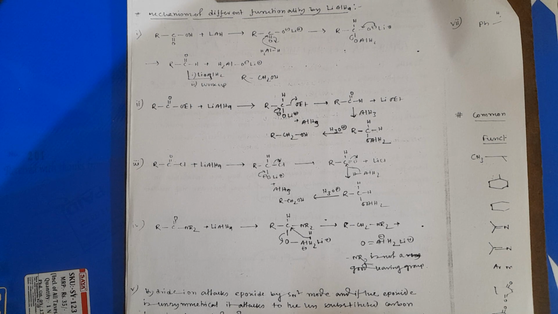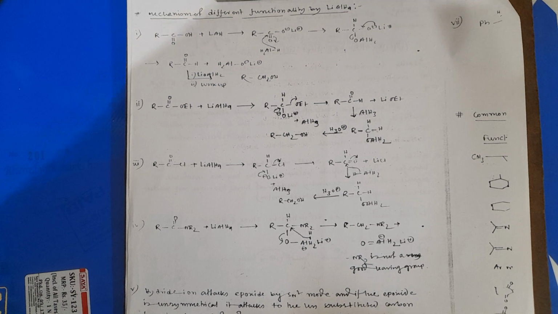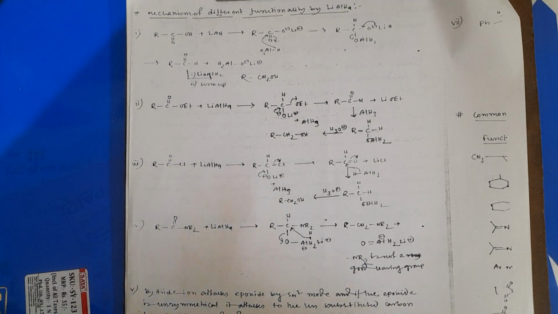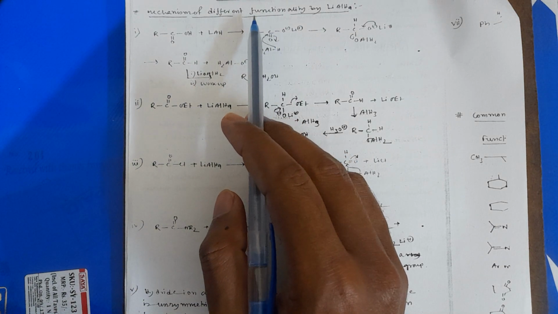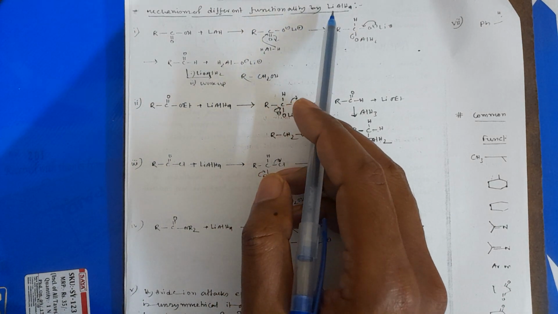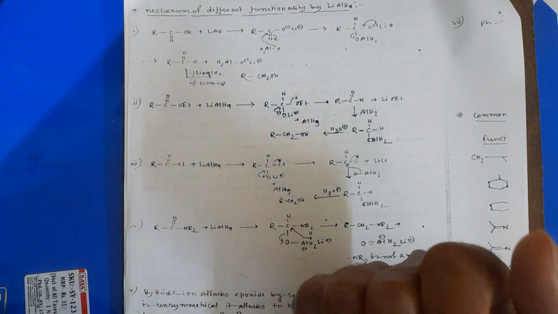So as we are discussing reagent chemistry, basically the reducing agent, the chemistry of lithium aluminum hydride. In this particular video, we are going to learn the mechanism of different functional group reductions by lithium aluminum hydride.